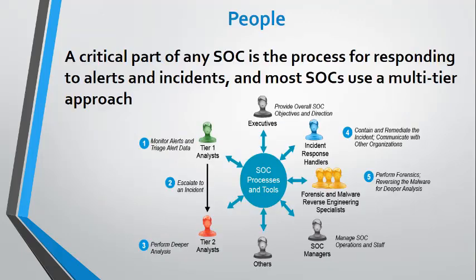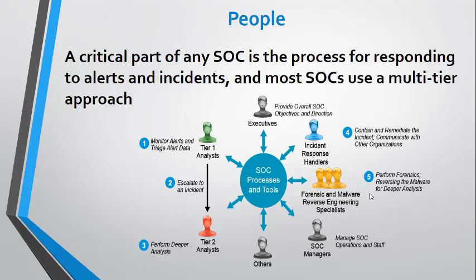A critical part of any SOC is the process for responding to alerts and incidents, and most SOCs use a multi-tier approach. Alerts are generated through a variety of avenues. They go to the first tier of analysts for initial review. If the first tier cannot resolve the incident, it gets escalated to the next tier, which is staffed by personnel with more advanced knowledge and incident response tools.